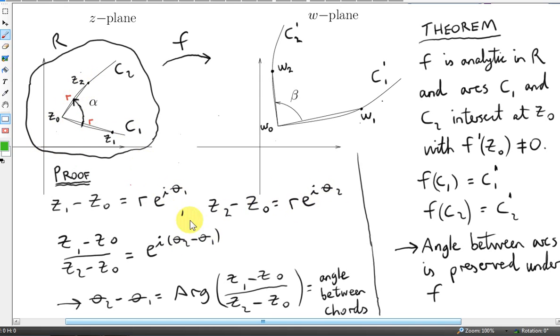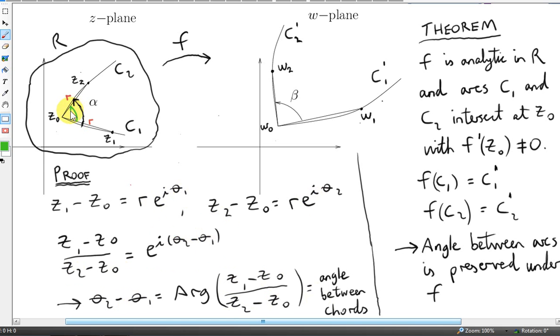To see that difference, we just divide. Let's say take this complex number here, Z1 minus Z0, and divide it by Z2 minus Z0. So we divide this by this, the r's cancel, and we subtract the angles. So we get this complex number here, whose argument is theta 2 minus theta 1. So the argument of Z1 minus Z0 divided by Z2 minus Z0 is theta 2 minus theta 1. That's the angle between the chords.